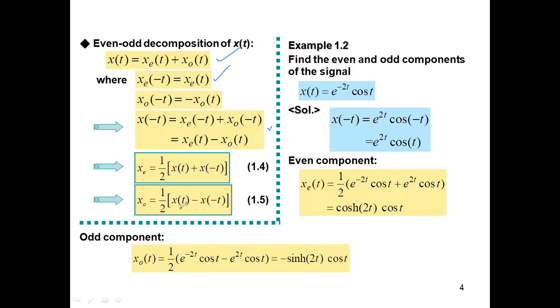The odd component can be got by half of x of t minus x of minus t. Remember the formula, scribble it on your notepad. We will try to solve a problem, a simple one. Remember the formula: x even of t is half of x of t plus x of minus t. x odd of t is half of x of t minus x of minus t.